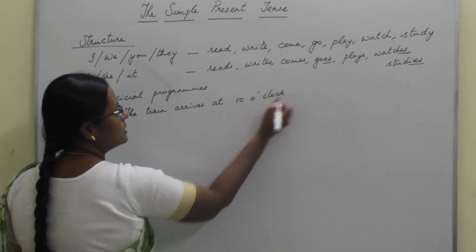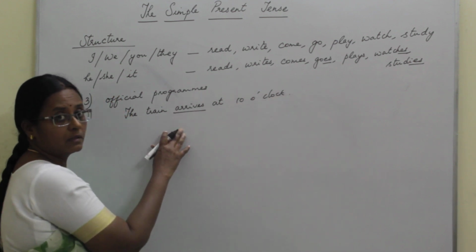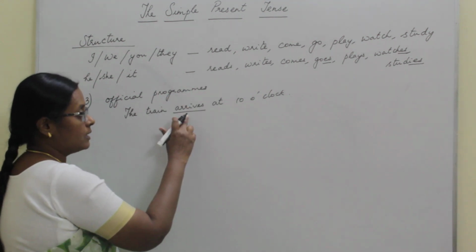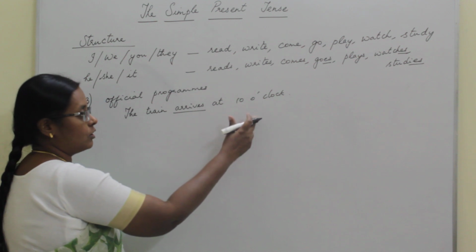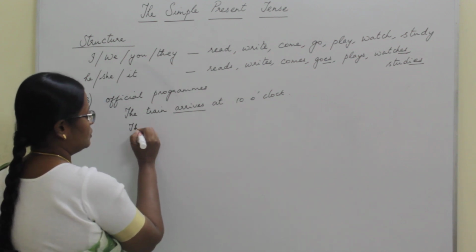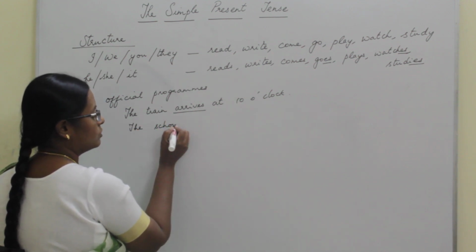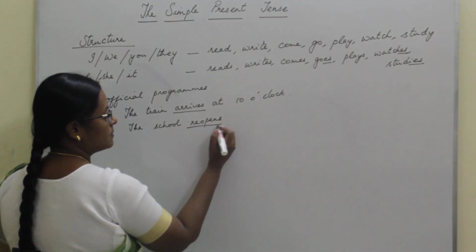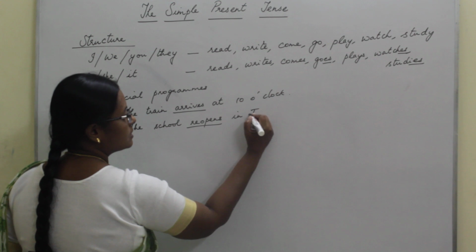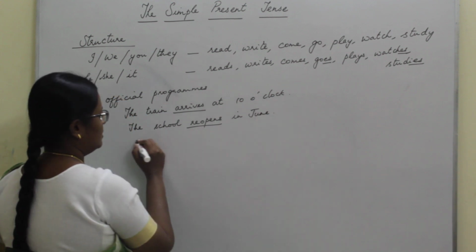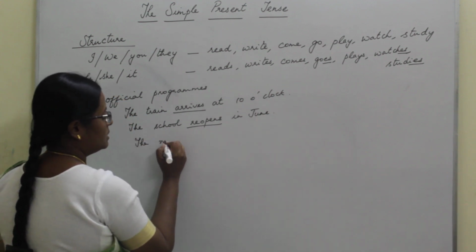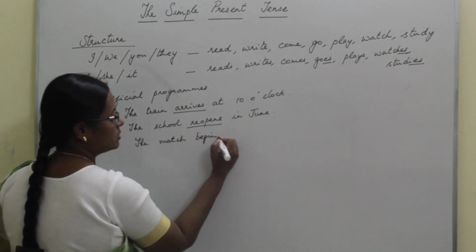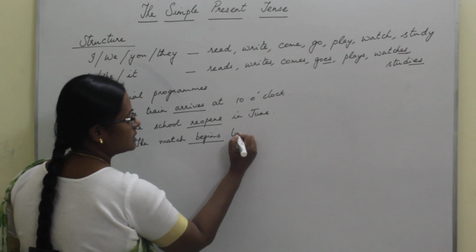So when you say this sentence, it may be 8 o'clock. So 10 o'clock is a future time. But still you say the train arrives at 10 o'clock. The school reopens in June. So you may say this sentence in March. It's okay to say the match begins tomorrow. You see, tomorrow is future. We use the simple present tense.